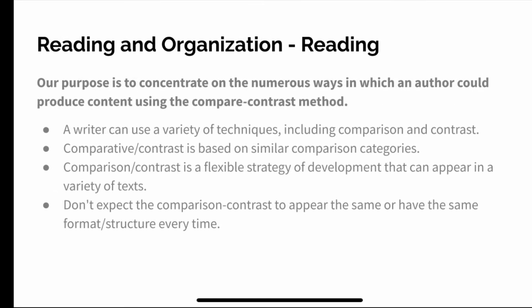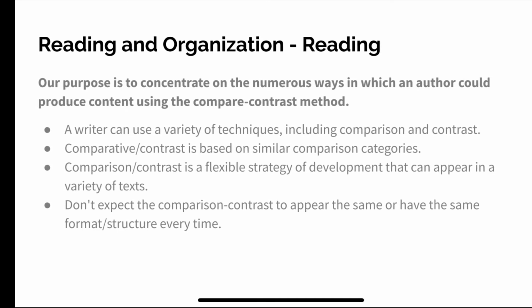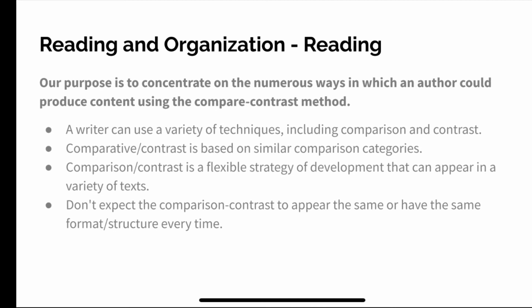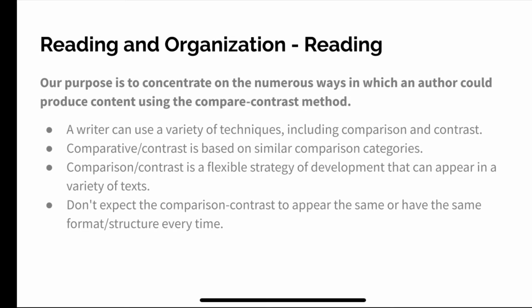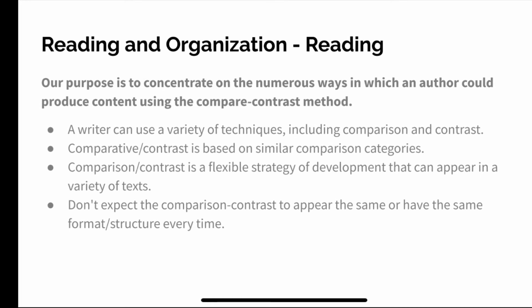Now, on the reading end, with organization, our purpose is to concentrate on the numerous ways in which an author could produce content using the compare-contrast method. This is a very efficient method, and a writer can use a variety of techniques, including comparison and contrast. Comparative contrast is based on similar comparison categories. Comparison and contrast is a flexible strategy of development that can appear in a variety of texts. Don't expect the comparison and contrast to appear the same or have the same format or structure every time, as this isn't the reality.